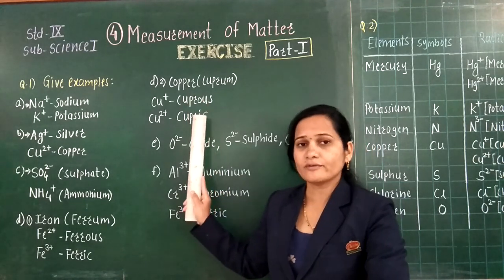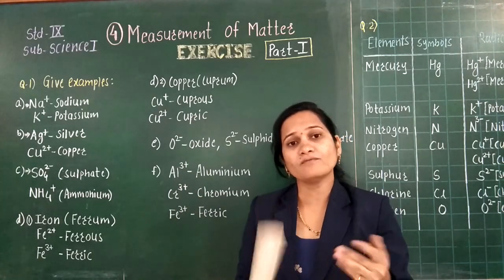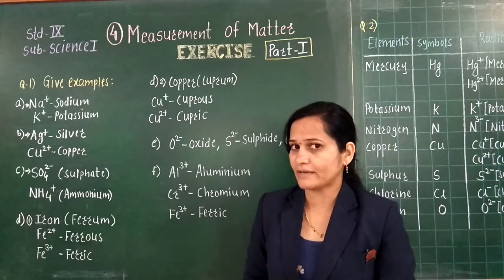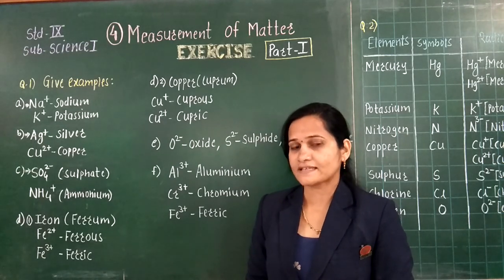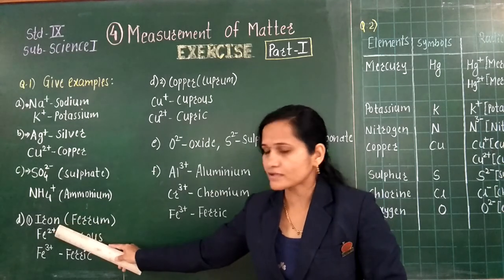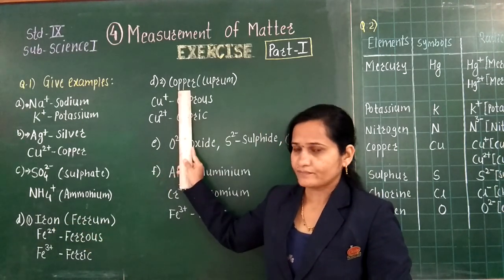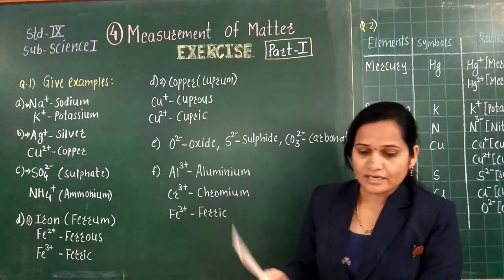So, understood everyone? What does variable valency mean? If more than one valency is present in a metal, it is called variable valency. And two examples for variable valencies are iron and copper. See question number E.